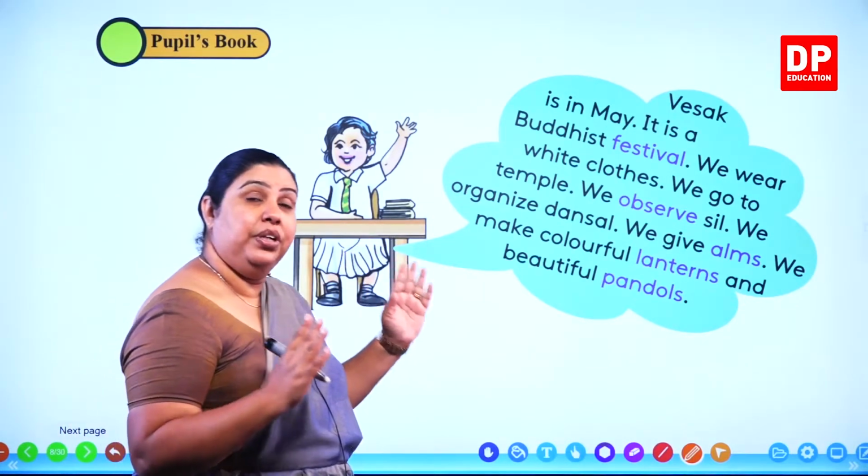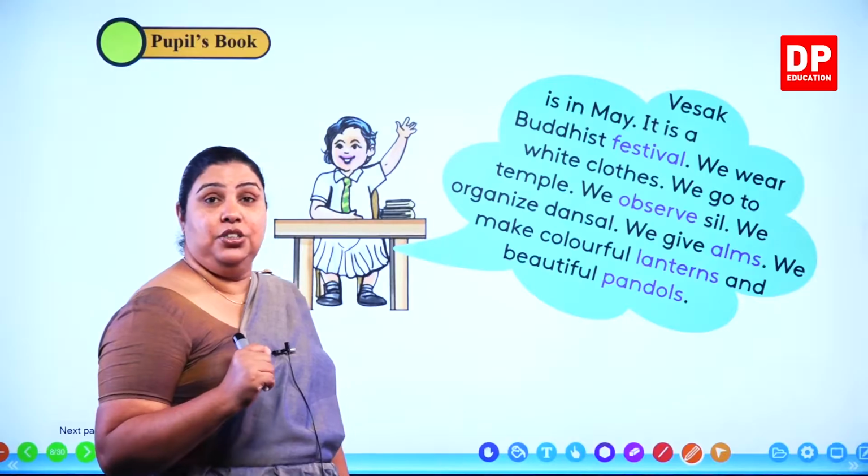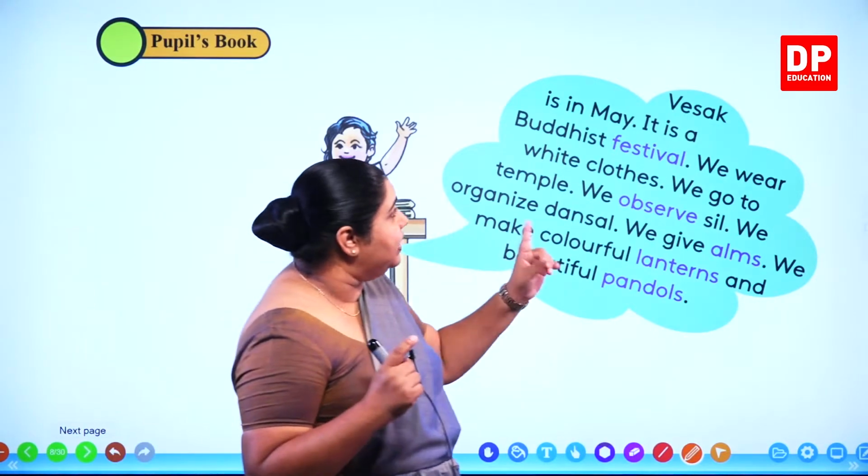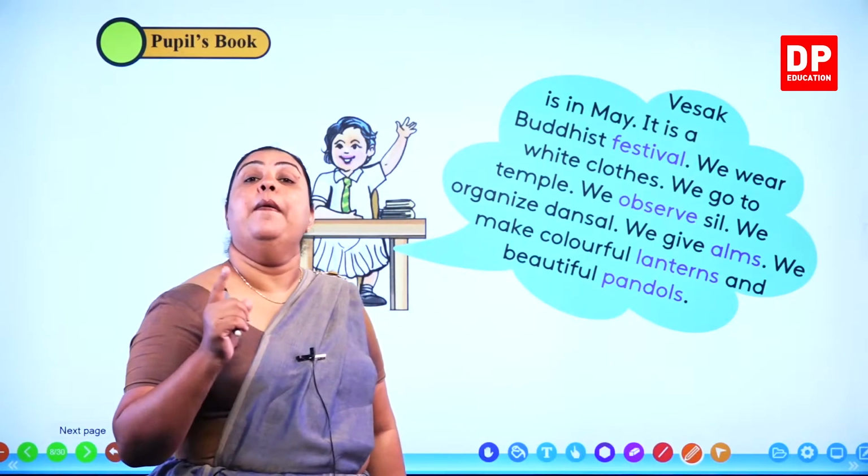Now we are going to take a look at these. Once again we are going to read them. We'll see what it has to tell us. Okay? Vesak is in May.